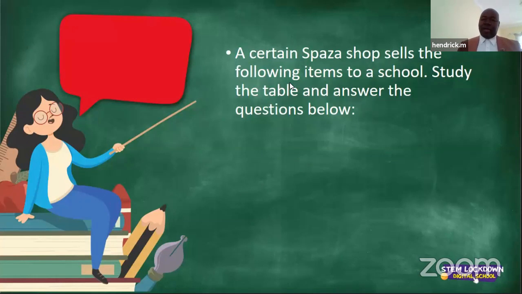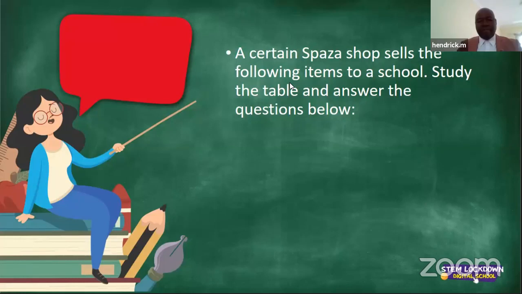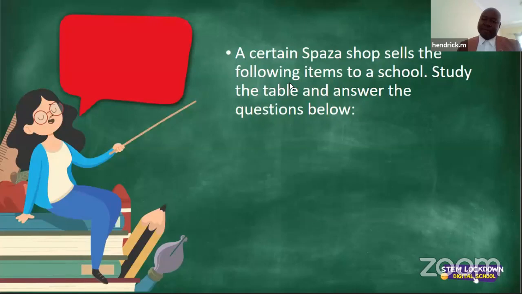We're still on exceptions. Let's say a shop sells to a school. I want you to look at it. Yes? All right, who's speaking now? All right, Kalalelo Sishohu, can you say something? Kalalelo?